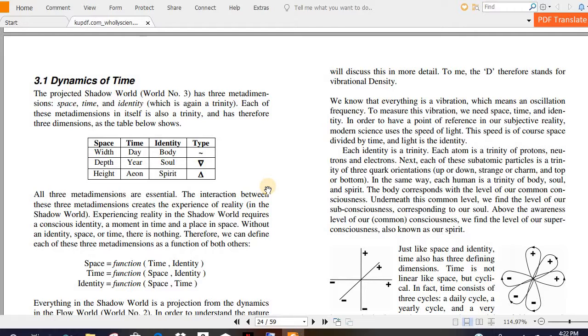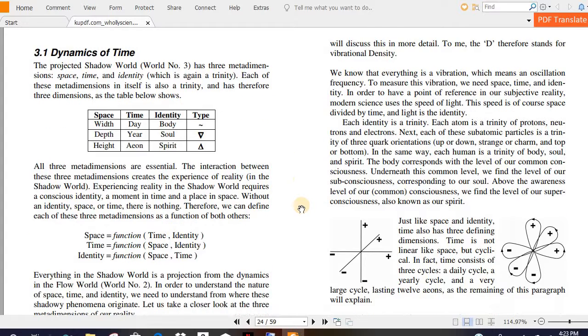Each identity is a trinity. Each atom is a trinity of protons, neutrons, and electrons. Each of these subatomic particles is a trinity of 3 quark orientations: up or down, strange or charm, and top or bottom. In the same way, each human is a trinity of body, soul, and spirit. The body corresponds with the level of our common consciousness. Underneath this common level, we find the level of our subconsciousness, corresponding to our soul. Above the awareness level of our common consciousness, we find the level of our superconsciousness, also known as our spirit.